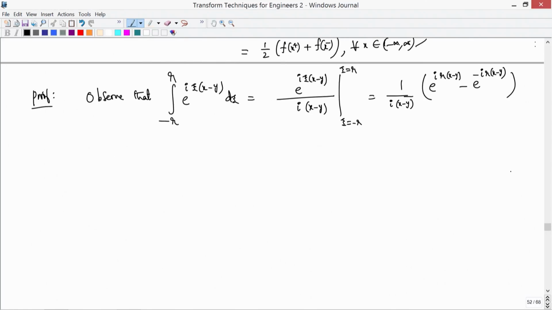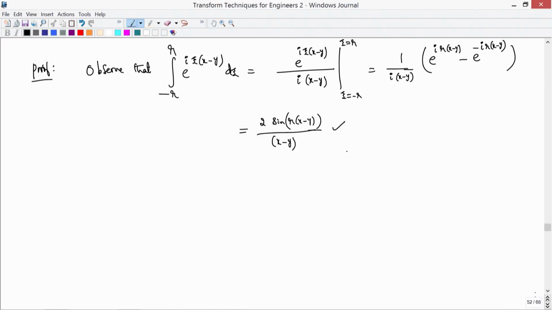So this is the same as 2 times sin r(x−y), divided by 2i. The 2i goes, so what you get is 2 times sin r(x−y) divided by (x−y). So, first you observe that this is the result.